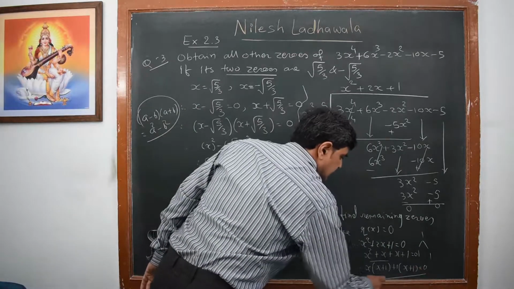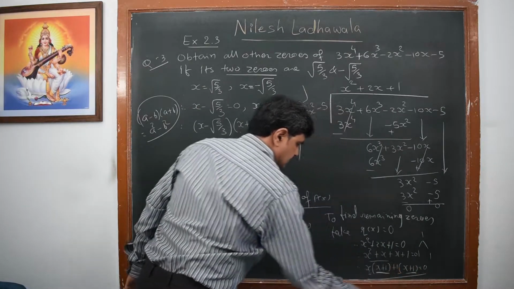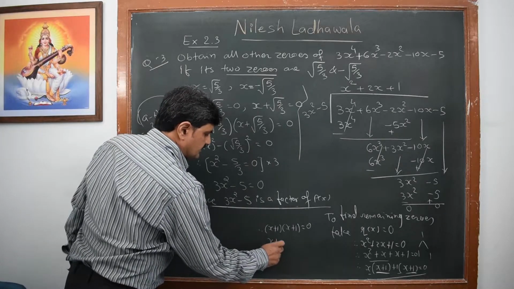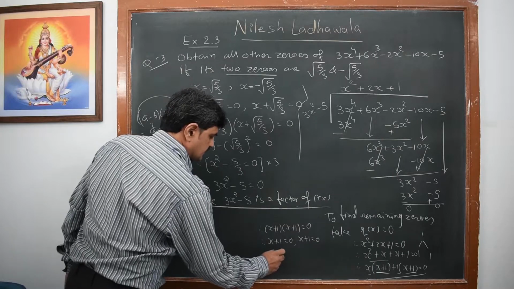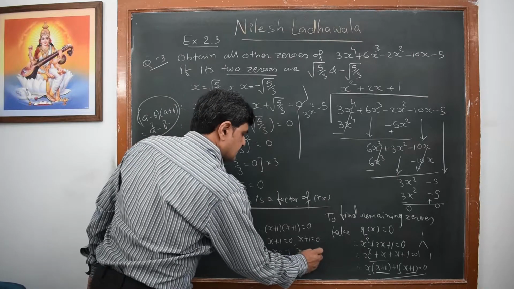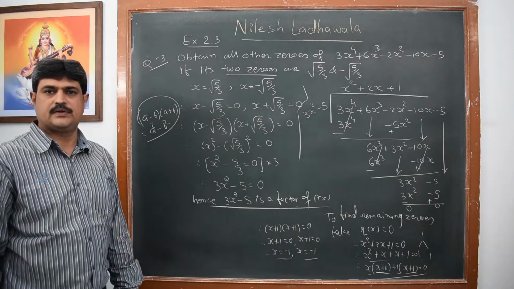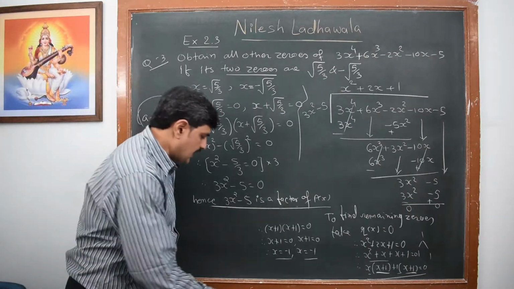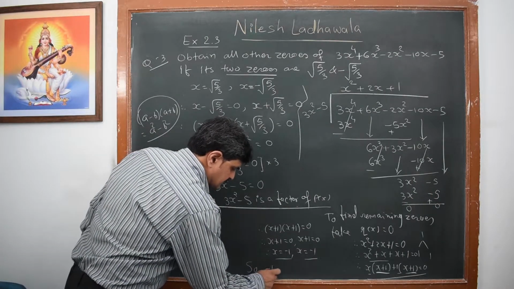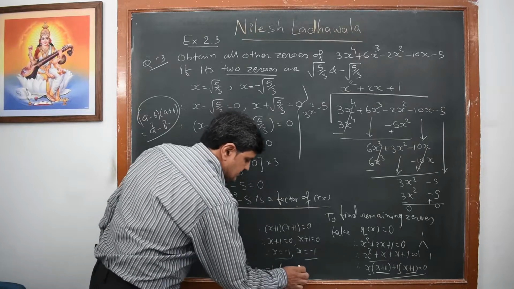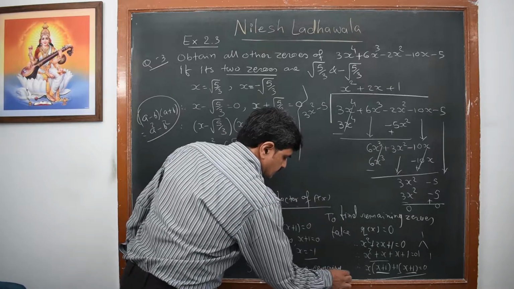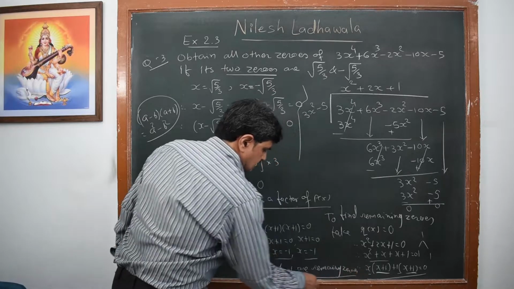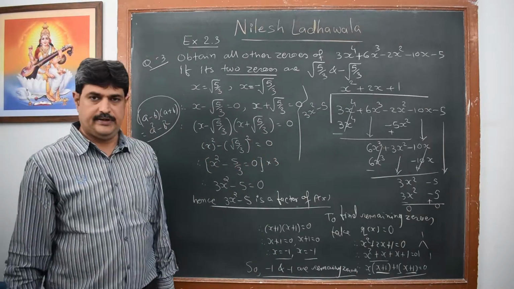From here I can write x plus 1 and x plus 1. Now I will compare it with 0. I have x plus 1 is equal to 0, so that x is equal to minus 1. So I can say that minus 1 and minus 1 are the remaining zeros of the polynomial.